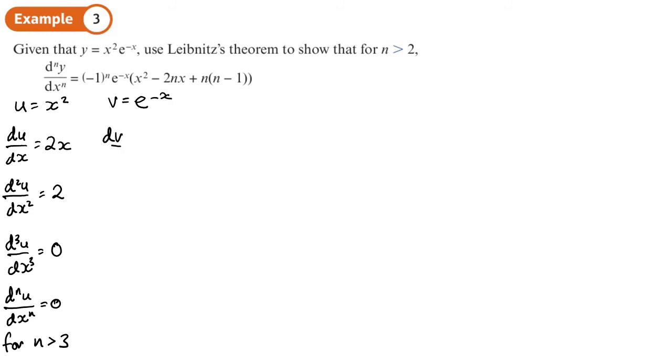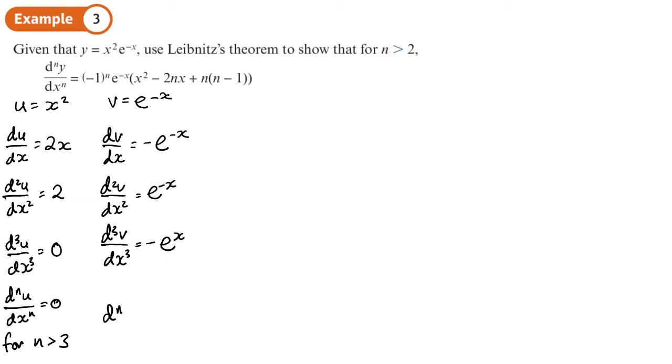So dv dx will be minus e to the minus x. The second derivative will be e to the x, and so on. But actually we want the derivatives almost like coming from the other direction. The first term that goes with this is going to be the last term down here, the one that's basically the nth derivative. So let's see what the nth derivative would be.